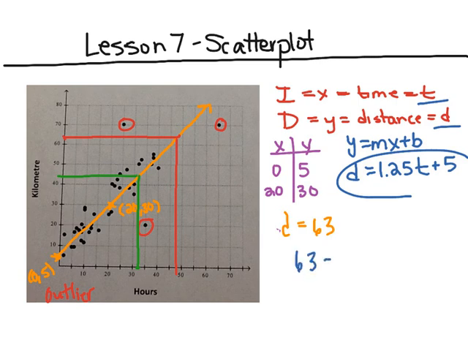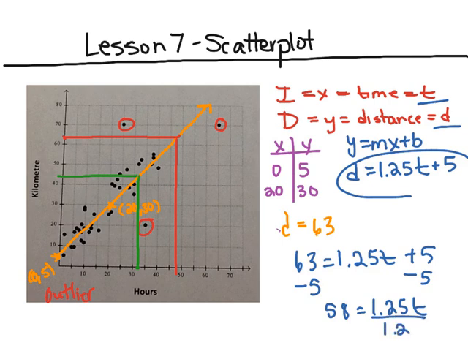So 63 is equal to 1.25t plus 5. So we're going to subtract 5 from both sides. So we have 58 is equal to 1.25t. Divide both sides by 1.25, and you should get 46.4, which matches pretty closely to our graph.